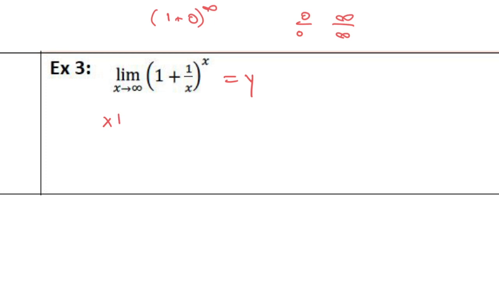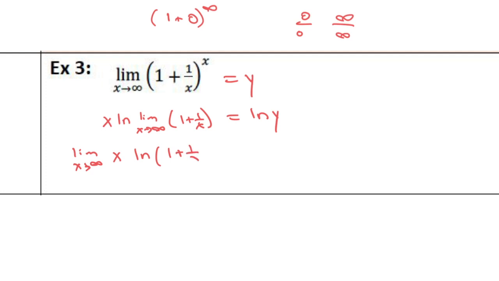So if I rewrite my problem, I have x natural log. Here's my limit as x goes to infinity, 1 plus 1 over x, and that's going to equal the natural log of y. So if I then look at the right-hand side and try substitution again, let's pull that limit as x goes to infinity outside, and I have x times the natural log 1 plus 1 over x. When I substitute, I get infinity times log of 1, which is 0. So again, not in the indeterminate form.